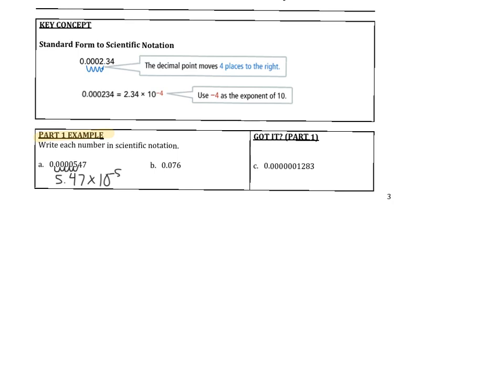I'm going to go ahead and look at B now. All right, I need my decimal point to end up after the 6. No, 76 is too big. What about 7.6? There is my spot. So let's go 2 spots to the right. So that's 7.6 times 10 to the negative second power.